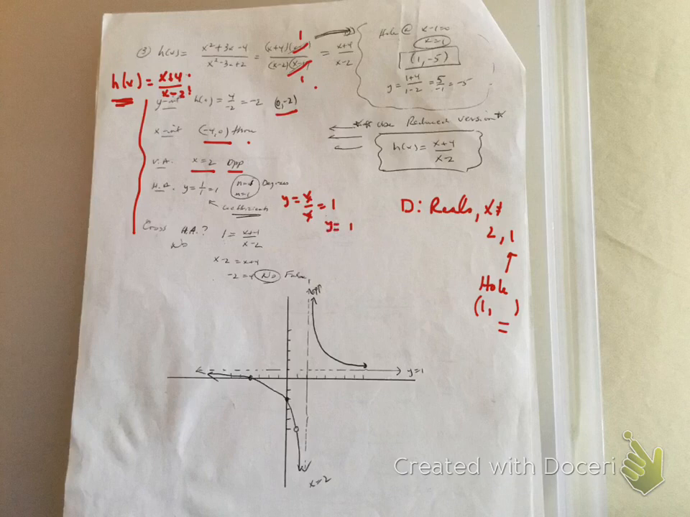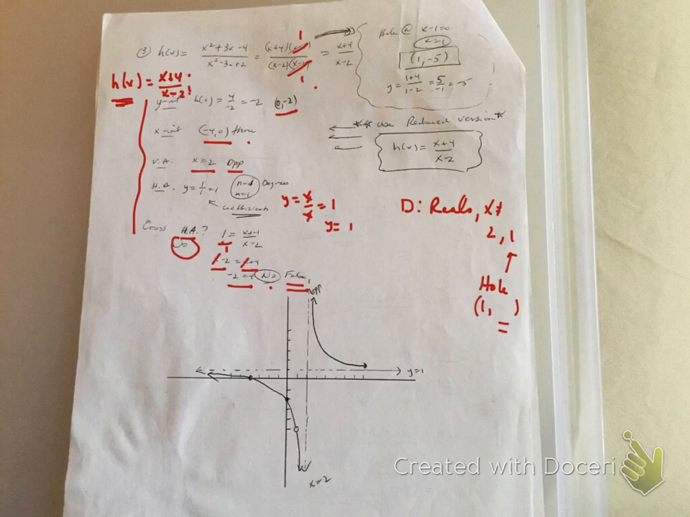Now I have to see if it crosses the horizontal asymptote. So I set the function equal to the horizontal asymptote. And when I cross multiply this, I end up with x minus 2 equals x plus 4. The x's subtract out, and I'm left with a false statement. Because that's false, the answer is no, it does not cross. My graph will not cross that horizontal asymptote.